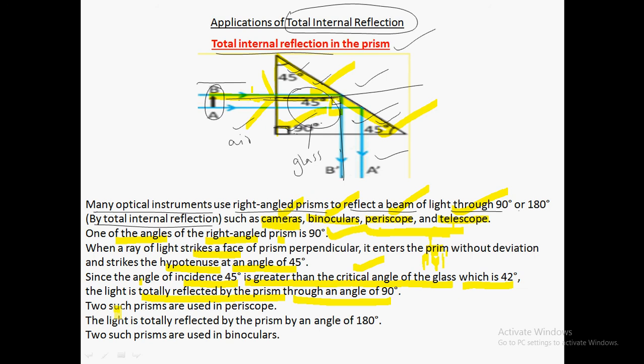Two such prisms are used in a periscope. In a periscope, we use two prisms like this. The light is totally reflected by the prism through an angle of 180 degrees. Two such prisms are used in binoculars also.